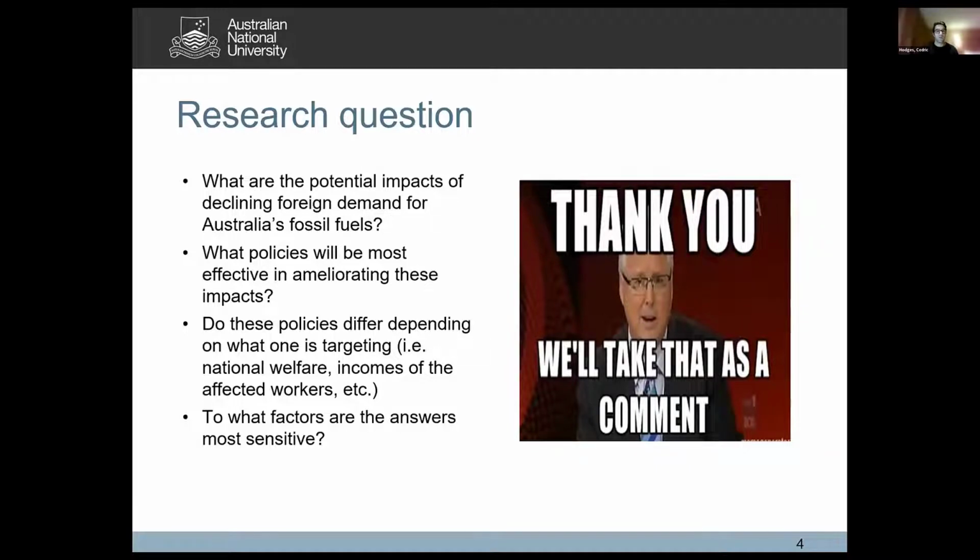And do those policies differ depending on what policymakers are targeting? And what should they be targeting? I guess, should they be targeting national welfare, incomes of affected workers, total employment, some other measure? And I guess most importantly, given the uncertainty in any economic modelling of this nature, what factors is the answer most sensitive to, right? And so that's a key part of it also.